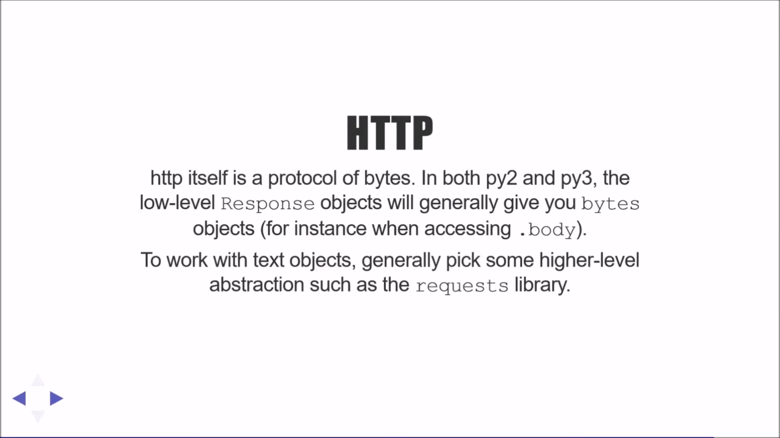HTTP is a stream of bytes. In both Python 2 and Python 3, the low-level response objects will tend to hand you bytes. If you want to deal with text, I'd suggest either using a higher-level abstraction, such as the third-party requests library, or being careful to decode responses yourself.